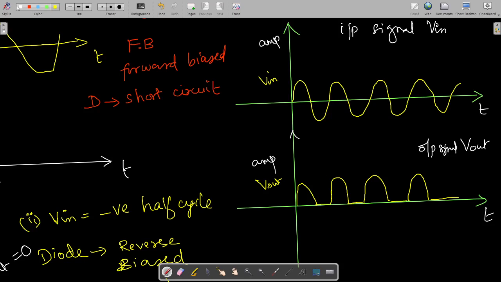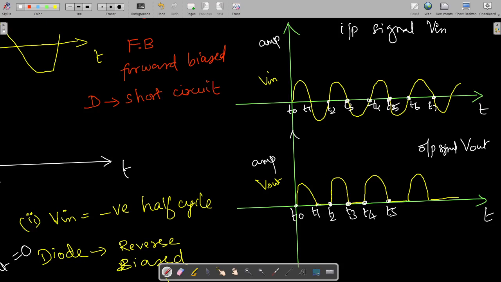This period you can represent like this: this is T0, this is T1, this is T2, this is T3, T4, and the crossing periods T5, T6, T7, like that. Here also it is like this. From T0 to T1, the output is there. T1 to T2, no output. T2 to T3, output is there. T3 to T4, no output. T4 to T5, output is there. Like that we are continuously getting.